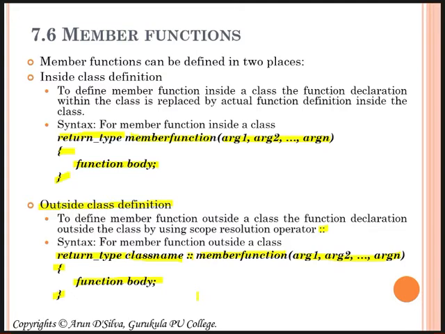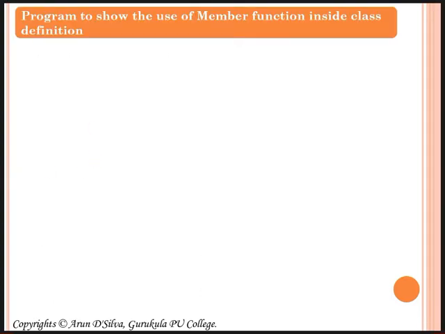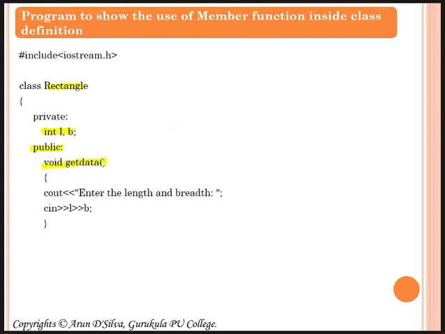So let me show you the first C++ program, how to use the member function inside the class definition. Let me take the same example which I showed you just now, that is a rectangle. I know how to define the rectangle class. By using the class keyword I have created a class and given it the name rectangle. I opened it, and in the private section I have taken two variables, L and B, and in the public section I have created one member function. The function definition itself is here.